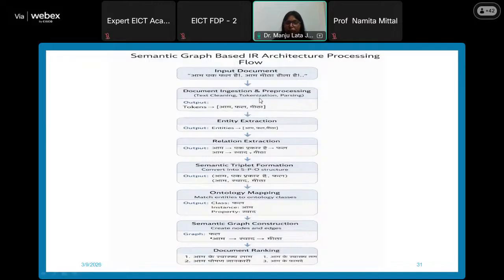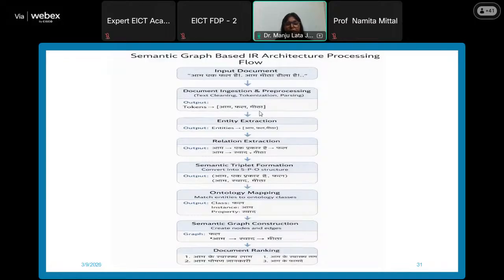What we have shown in architecture. The very first step was document ingestion, that is document and pre-processing. So here, after pre-processing of this particular sentence, the tokens derived were aam, phal, and meetha. Hota and hai are not content words, so they do not make sense as tokens.